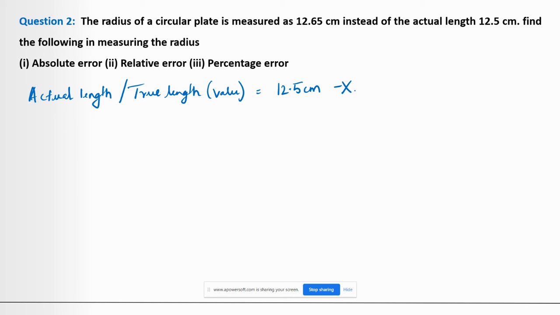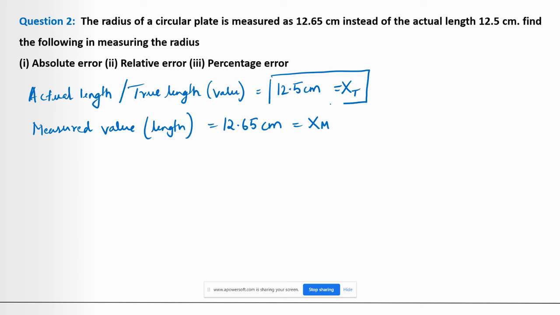This is going to be your xt. Now, what is your measured value? The value you are measuring is length, or basically your radius. Radius is nothing but your length, so I can tell it as 12.65 centimeters, which is going to be your xm. So you know what is your xt, you know what is your xm, right?